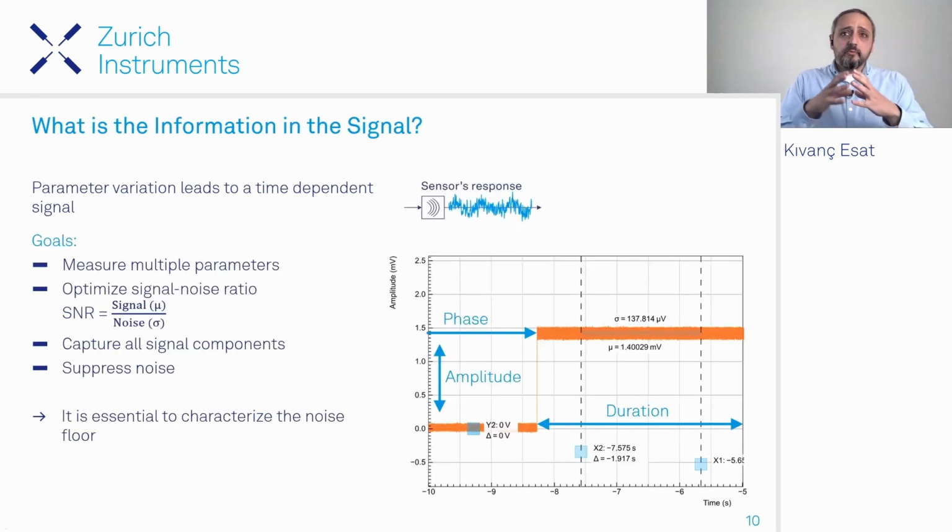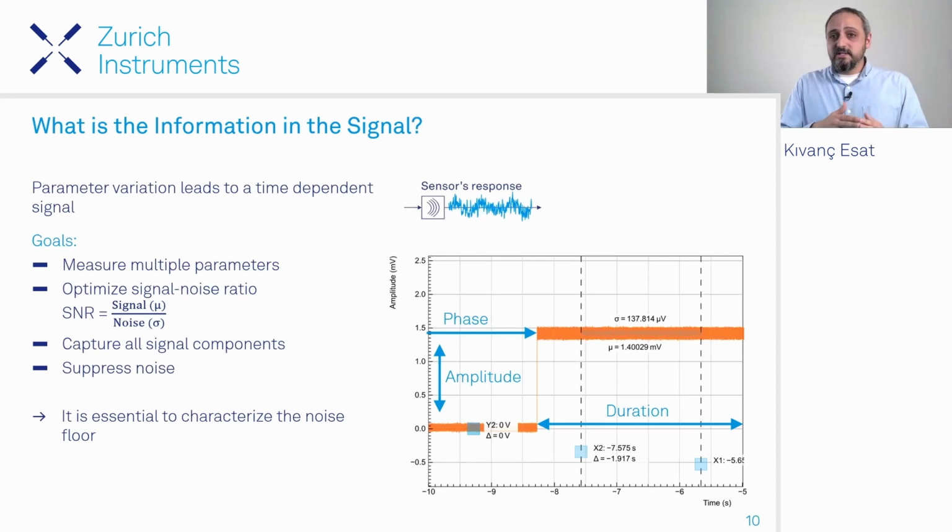So what kind of signal are we talking about in such a situation? We have a parameter variation, so landed particles on the cantilever itself, and this then leads to a time-dependent signal. So we need to look at multiple parameters. This can be the phase delay in time, for example, the duration of a certain period, or the amplitude change. And the key to being able to capture this information is to optimize the signal-to-noise ratio to capture all these components. Therefore, suppressing noise is essential.